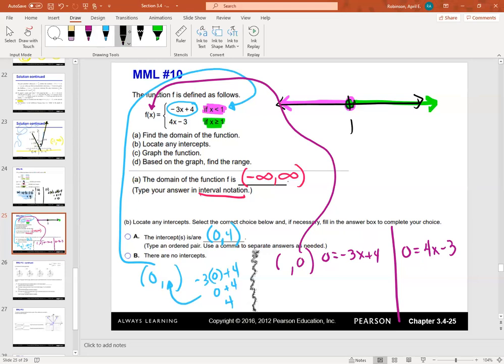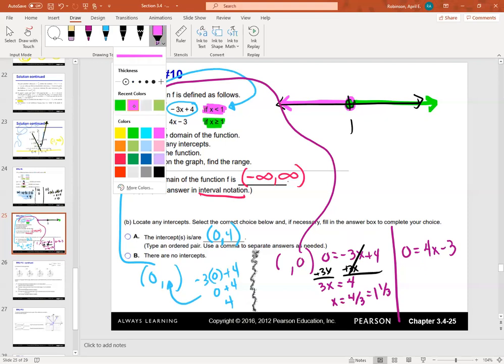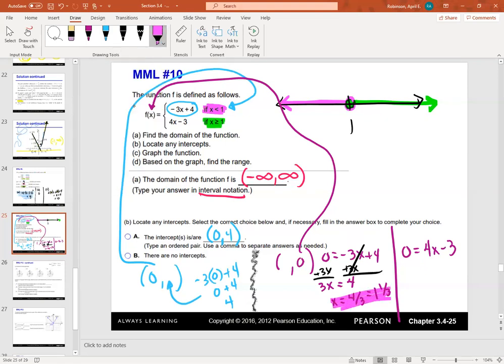So on this one, I would add 3x to both sides. That cancels out, so I get 3x on the left equals 4 on the right. When I divide by 3, I get 4/3, which is actually 1 1/3. That one came from the top one, the negative 3x plus 4. I have to check, can x equal 1 1/3? No, x has to be less than 1. 1 1/3 is not less than 1, so I can't use that one.